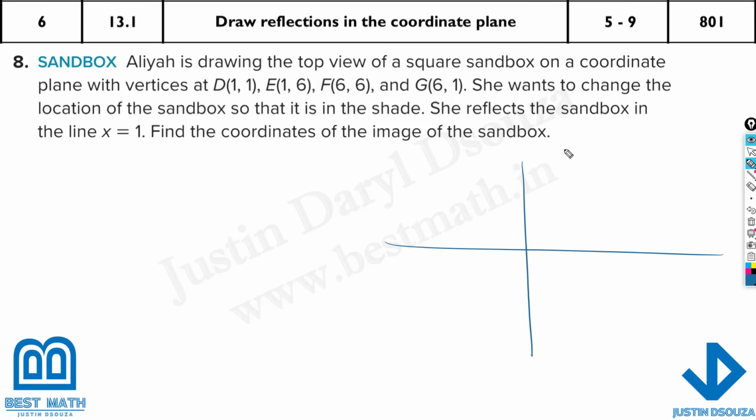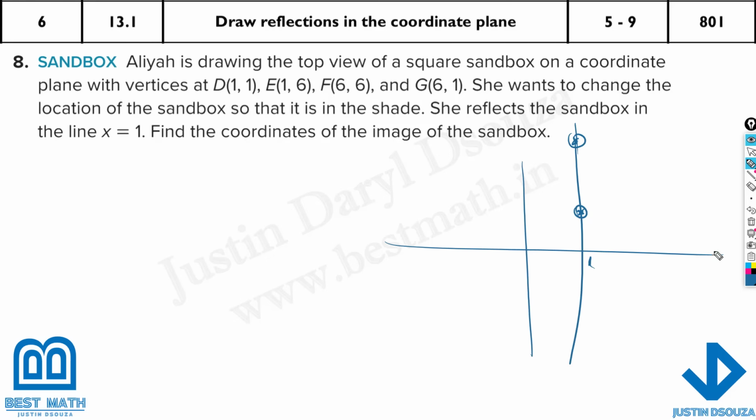Now where do you reflect it? It's along x is equal to 1. This is the line where we reflect it. Now let me do 1 and 1 because it's on the line x is 1. What happens when you reflect it? It's along that same line. It's on the line. It does not change at all. It will remain over there itself because there is no distance to be reflected. It stays the same. Now E is 1 and 6. Imagine this is 1 and 6. Again, it's on this line of reflection, so it's not going to change.